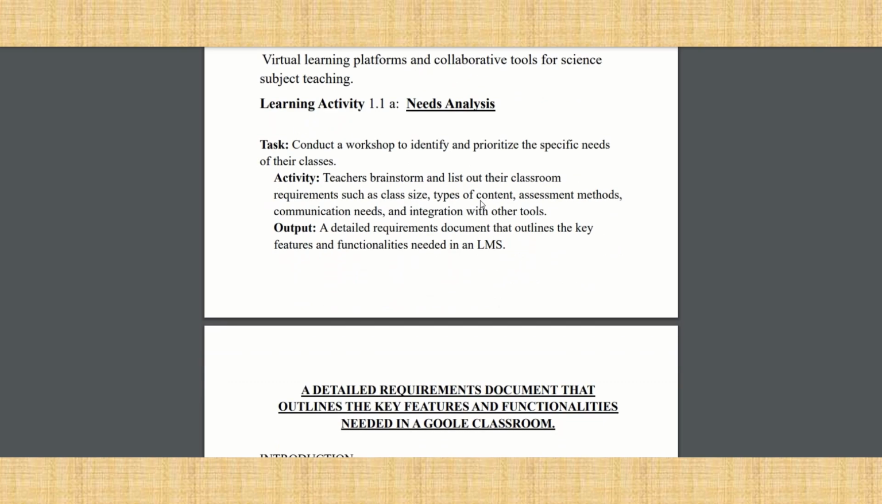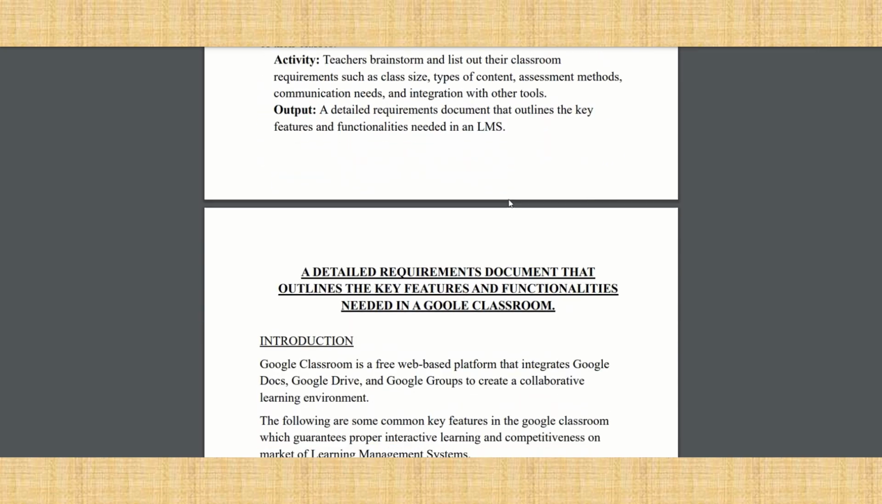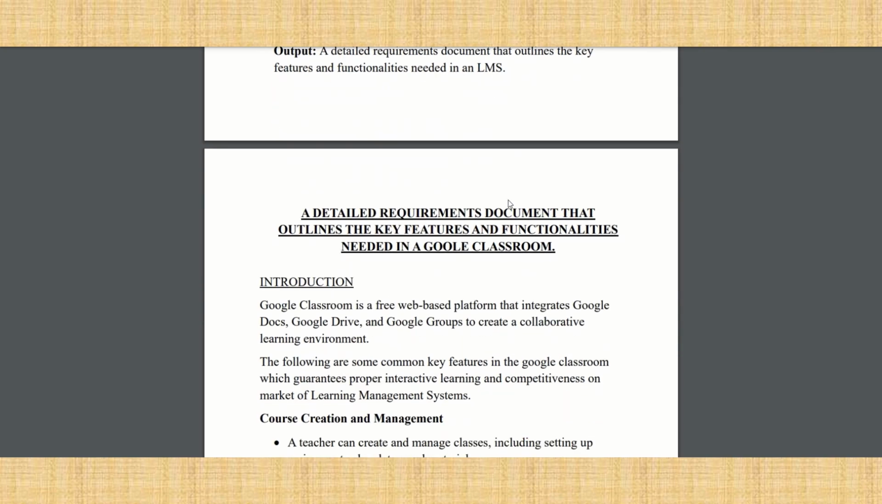We have to conduct a workshop to identify and prioritize the specific needs of the classes. So which classes are they talking about? There are the other 4 main classes in the introduction that they showed us. We had the various learning management systems, of which out of those, were there 4 or 5? We had Canvas, we had Moodle, we had the Blackboard, and others. So for me, I have limited myself to one learning management system, and that is Google Classroom. So this is what I have.